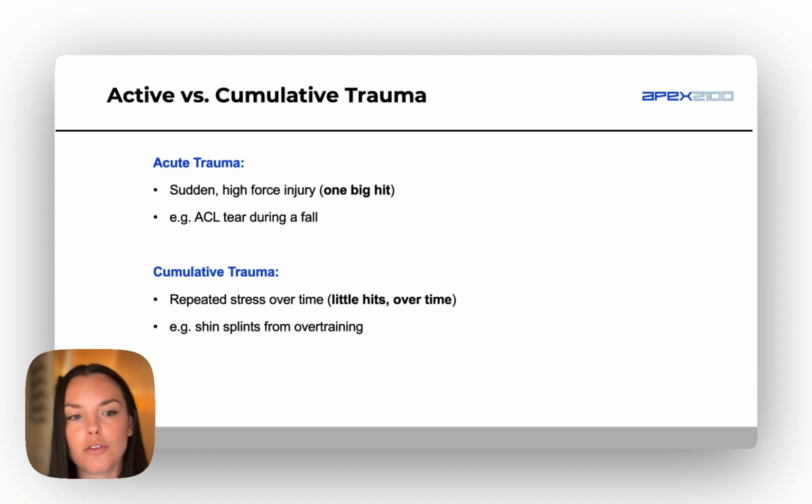Whereas a cumulative trauma or cumulative injury is an injury that builds up over time due to repeated stress. So it's more like little hits over time. Often a result of poor technique or overuse. They can be a bit harder to spot because the damage accumulates gradually, and it can lead to long-term conditions like shin splints from overtraining, a tendinitis in your Achilles, or even stress fractures in your feet. So both are quite serious, but an acute injury happens in one go, whereas a cumulative injury or an overuse injury builds up over time.